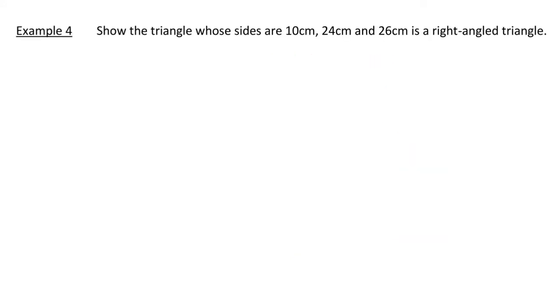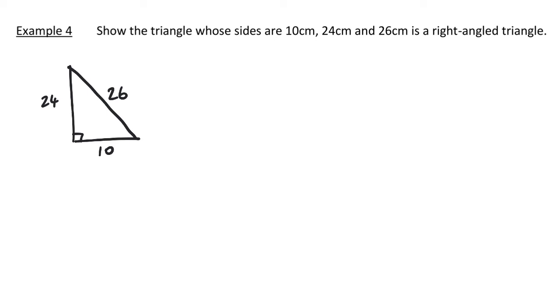Example 4, show the triangle whose sides are 10, 24 and 26 as a right angle triangle. So to do that, we will draw a right angle triangle. We'll label the sides 10, 24 and 26. Now 26 is the longest side, so if it is a right angle triangle, it would have to be the hypotenuse. The base we'll call 10 and the height 24.